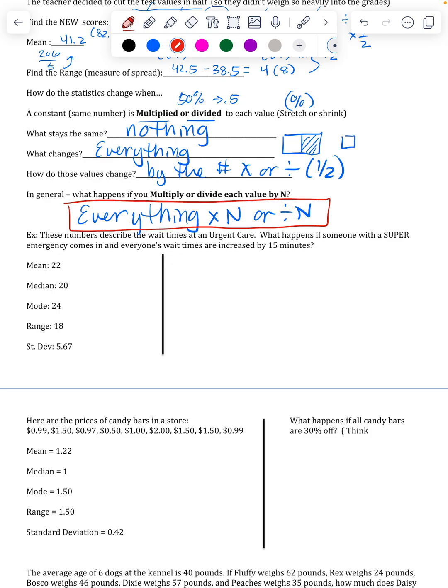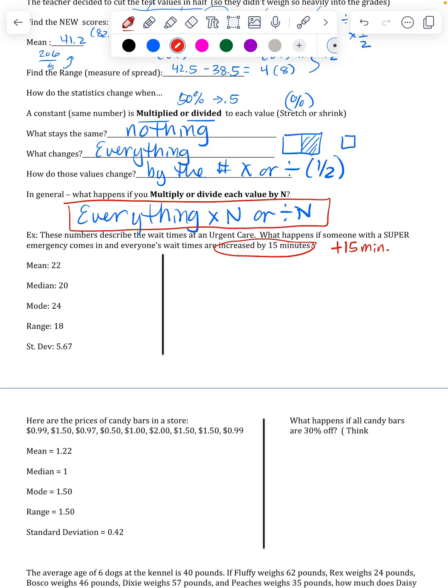So in this case, it says the numbers describe the waiting times at urgent care. What happens if someone with a super emergency comes in and everyone's wait times are increased by 15? If you now have to wait 15 more minutes, you are adding 15 minutes to everybody's time. So think about it.